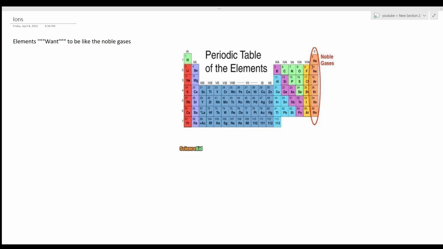And that's because they've got that full outer shell. If you remember last time, we had a look at these and they've got full outer shells. So this has got 2, 2, 8, 2, 8, 8, and so on. That means they've got full outer shells.